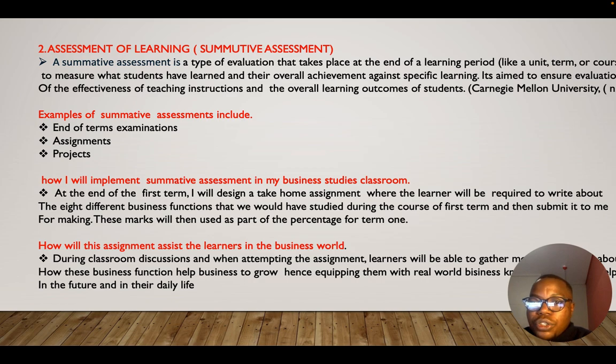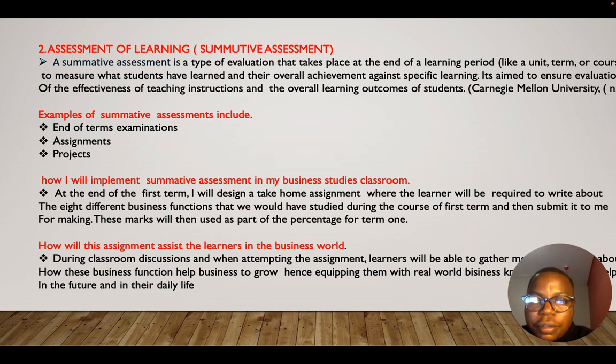It's aimed to ensure evaluation of the effectiveness of teaching instructions and the overall learning outcomes of students. Examples of summative assessments include end-of-term examinations, assessments, projects as well. Okay, so then we are going to look at how I will implement summative assessments in my business studies classroom.